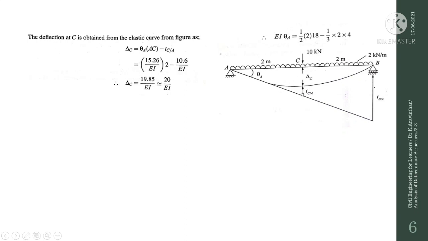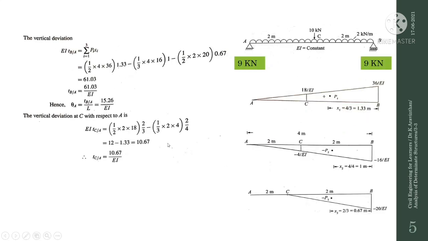So how to find this distance? You have to multiply the area of the bending moment diagram on the left hand side with its centroid. From the point C, you will be taking the bending moment area. So half into the distance, which is 2, into the height, which is 18. So the area of this region is found out, and the centroidal distance will be 1/3 of the distance 2, so 1/3 into 2, it will be 2/3.